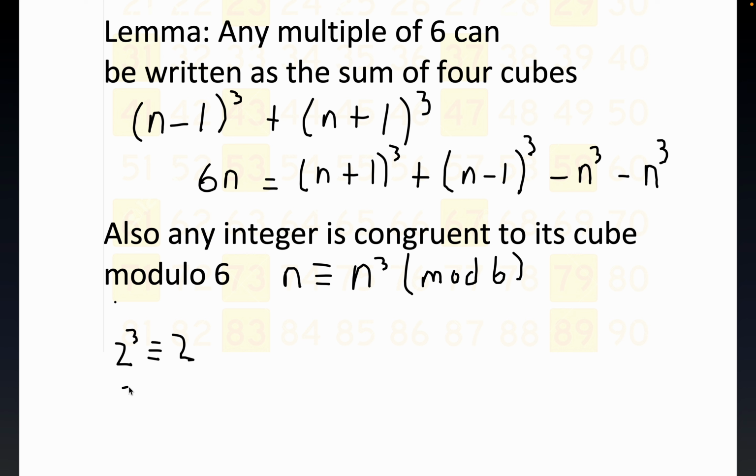Let's do 3 cubed. Now, 3 cubed is 27, and it's congruent to 3 because 27 minus 3 is 24, which is a multiple of 6, right? In other words, off to the side, I won't do this for all of them, but 3 cubed minus 3 is equal to 24, which is certainly a multiple of 6, right?